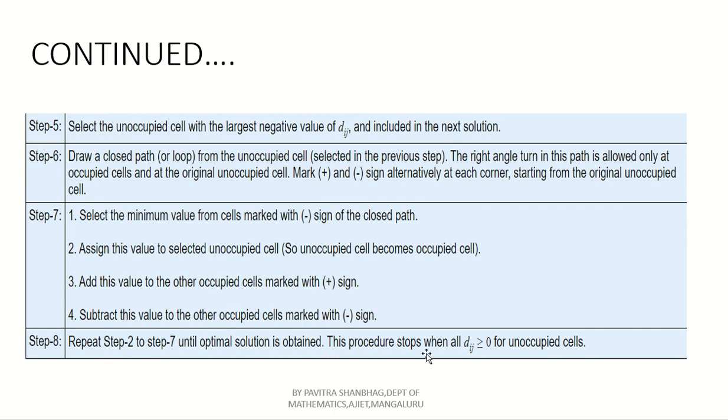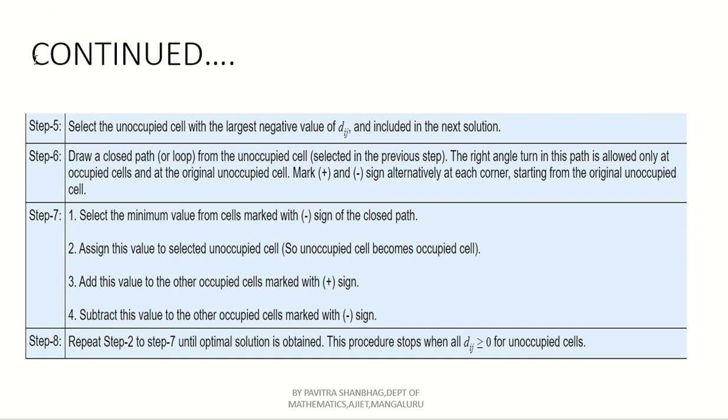This procedure stops when all Dij is greater than or equal to 0 for unoccupied cells. Our main agenda is to check to get the optimal solution. This Dij is nothing but what? Cij minus (Ui plus Vj), which is positive for unoccupied cells. That is our main agenda. Okay.